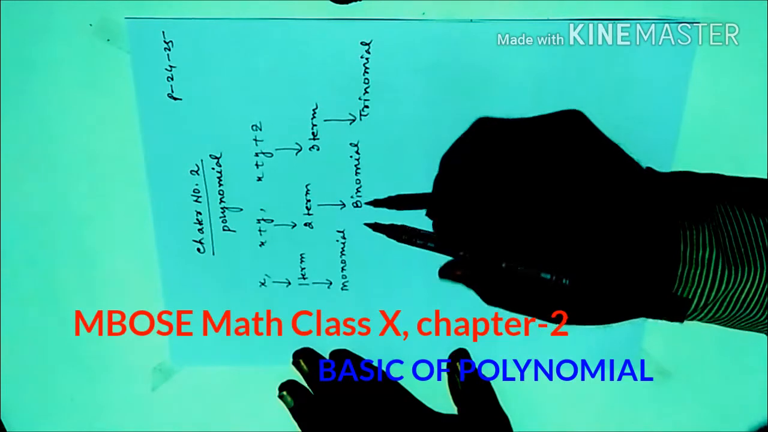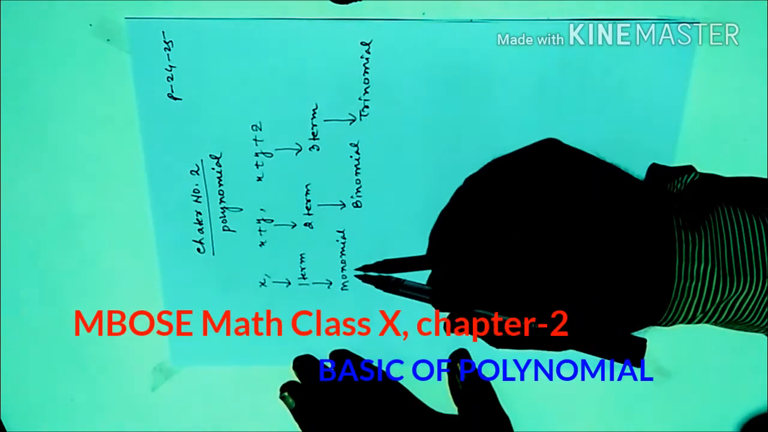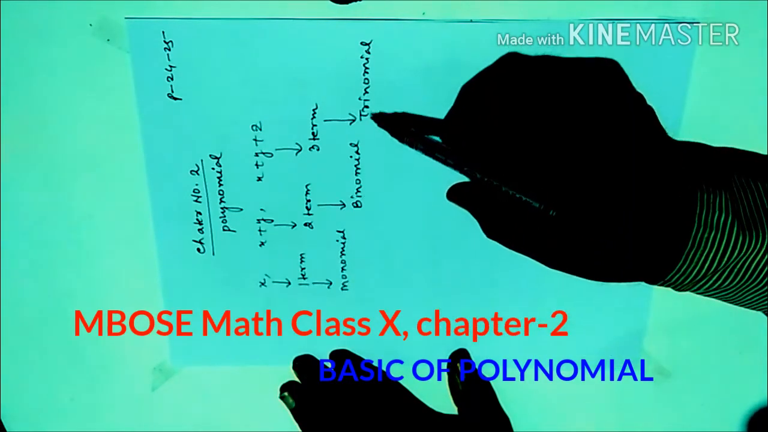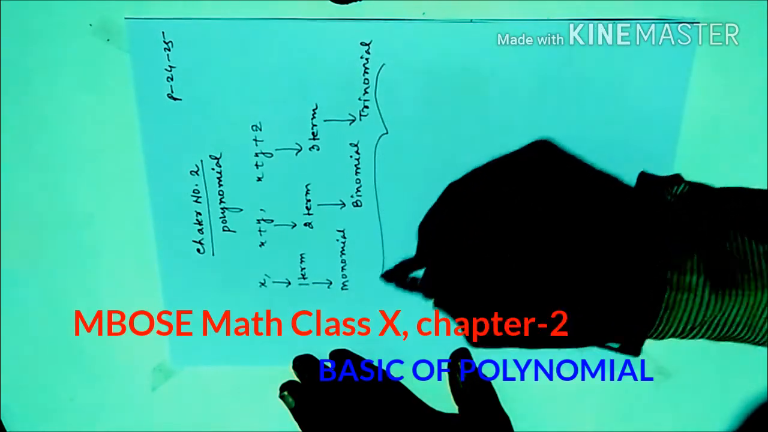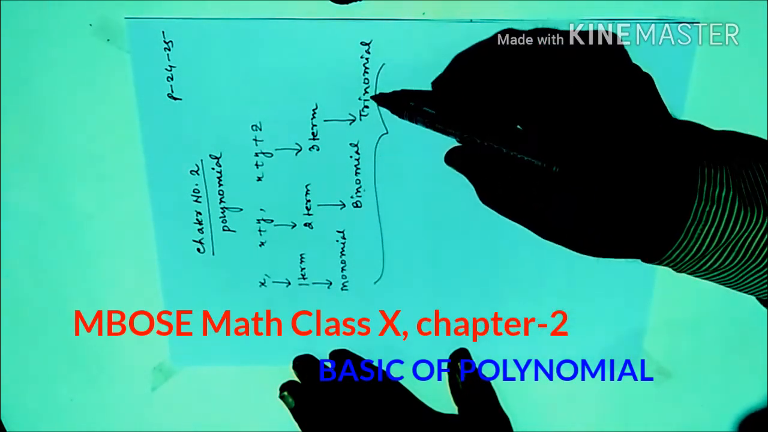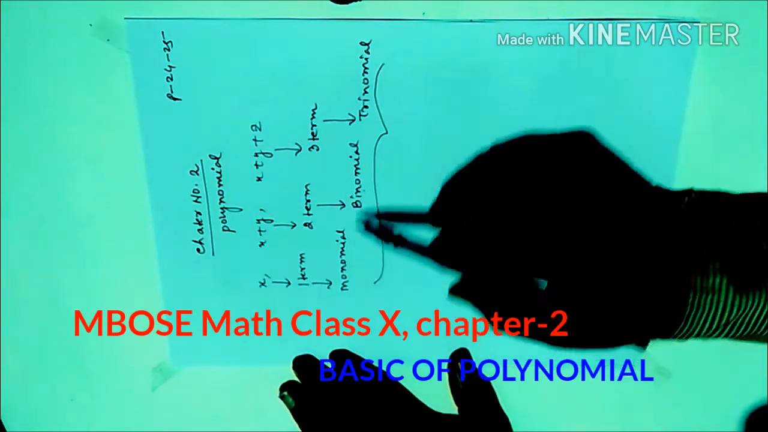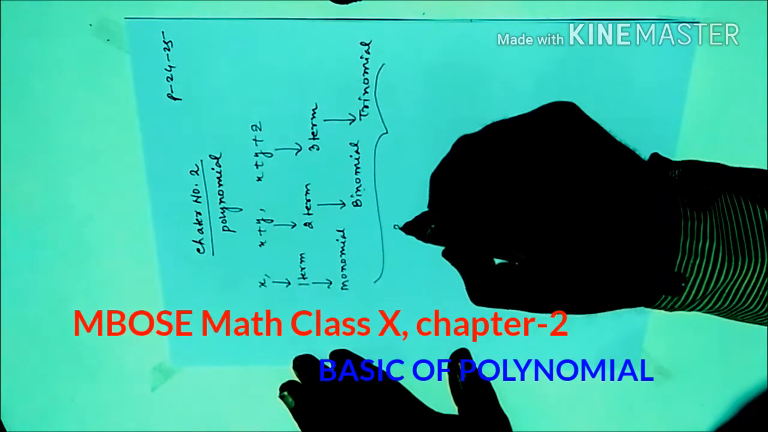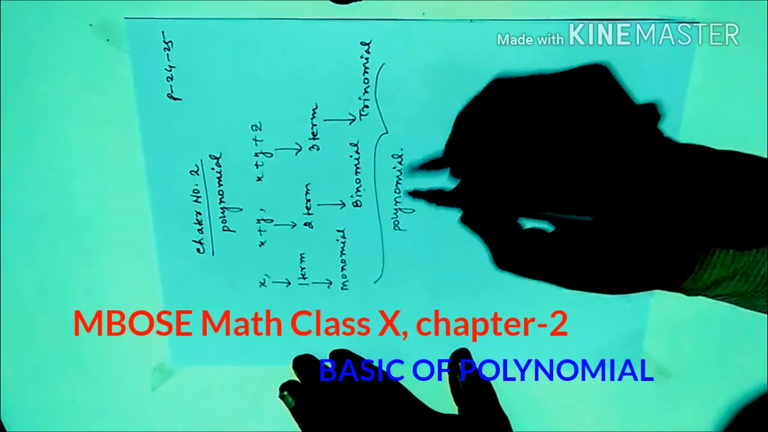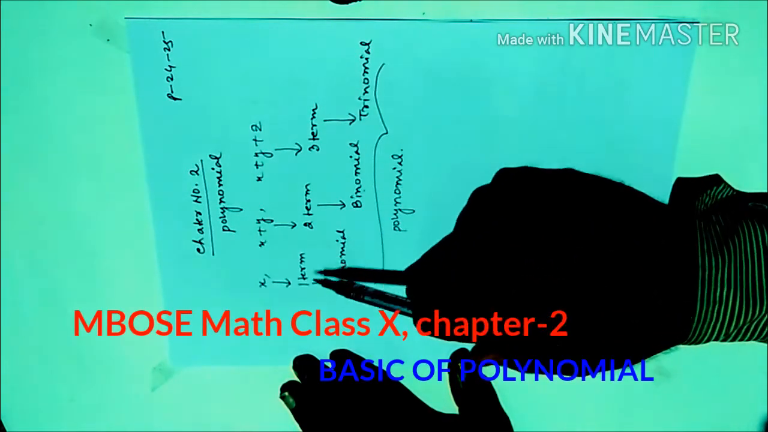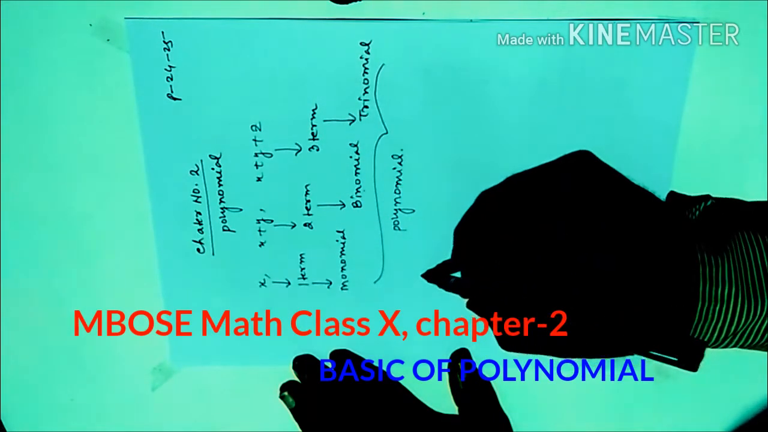I think you know this from class 6, 7, 8, 9. So again I will repeat: monomial, binomial, trinomial. Why do I repeat? Because the combination of monomial, binomial and trinomial becomes a polynomial. I mean, all together, monomial, binomial and trinomial we call polynomial. I hope you understand what a polynomial is. One term, two terms, three terms. So if you combine all these, what do you get?